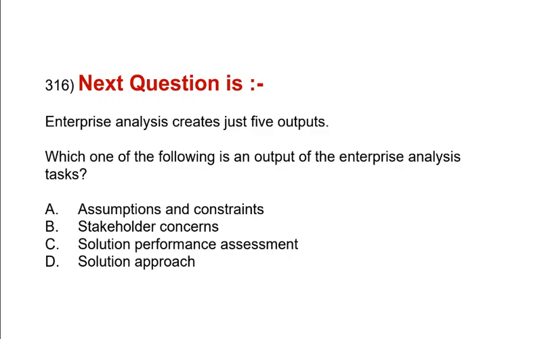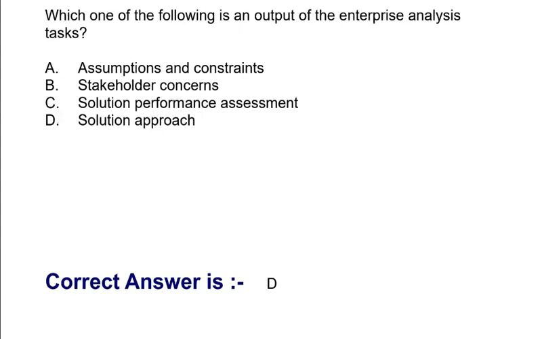Question is enterprise analysis creates just 5 outputs. Which one of the following is an output of the enterprise analysis tasks? Option A assumptions and constraints. Option B stakeholder concerns. Option C solution performance assessment. Option D solution approach. Correct answer is option D.